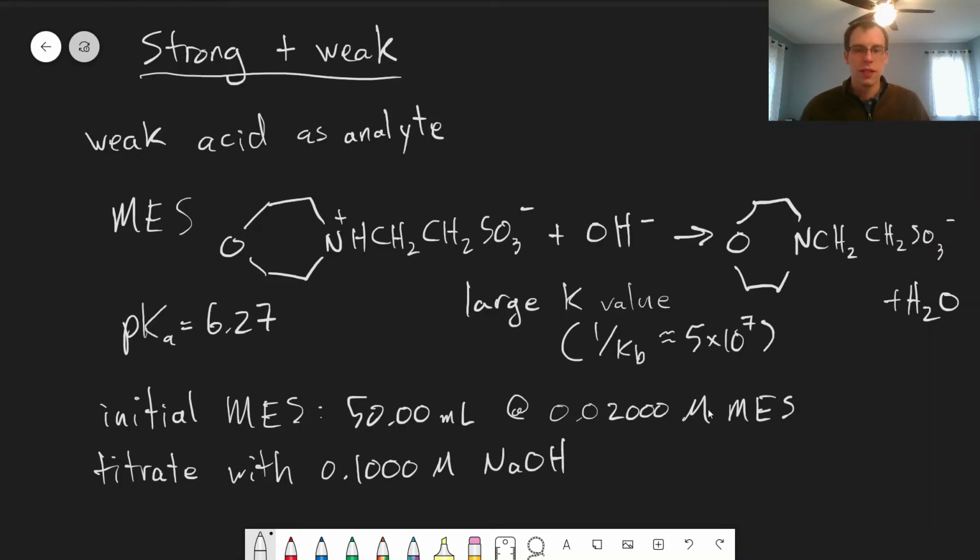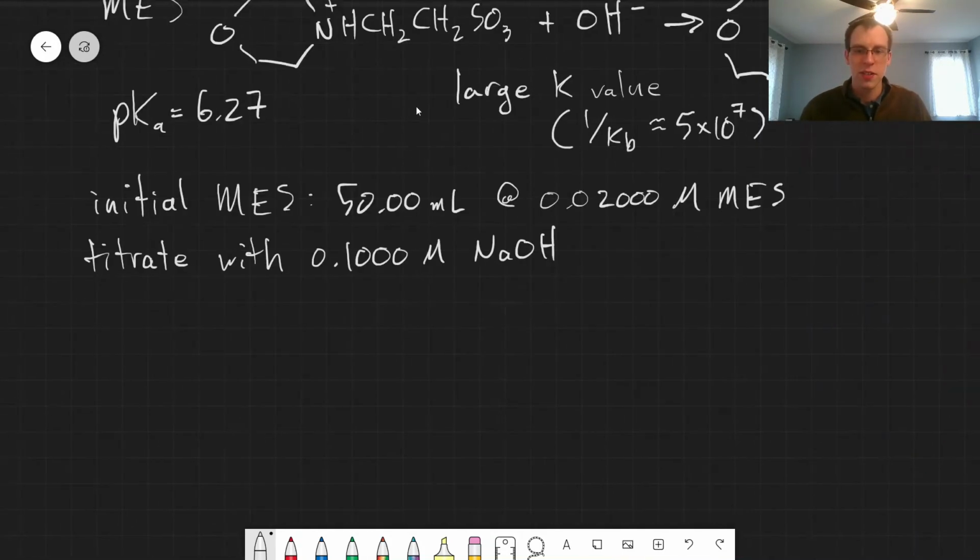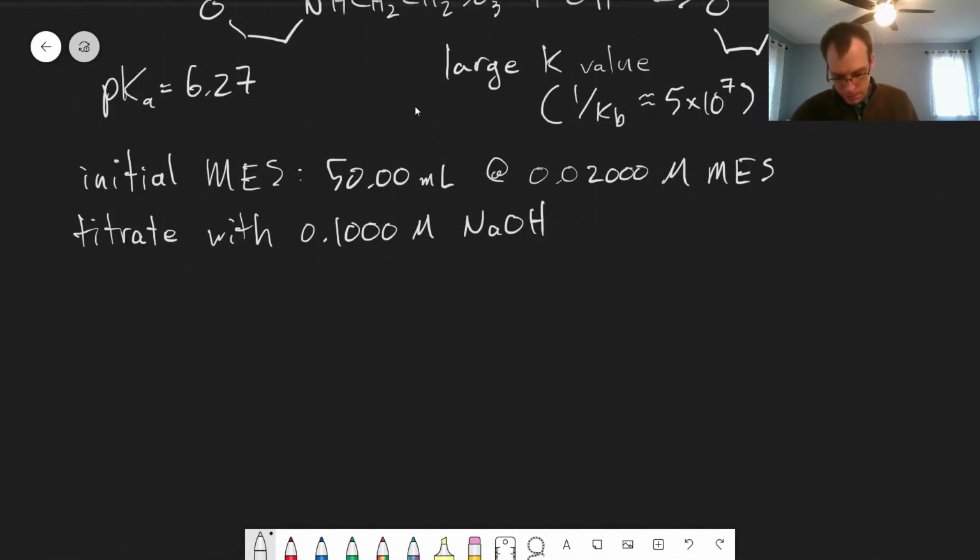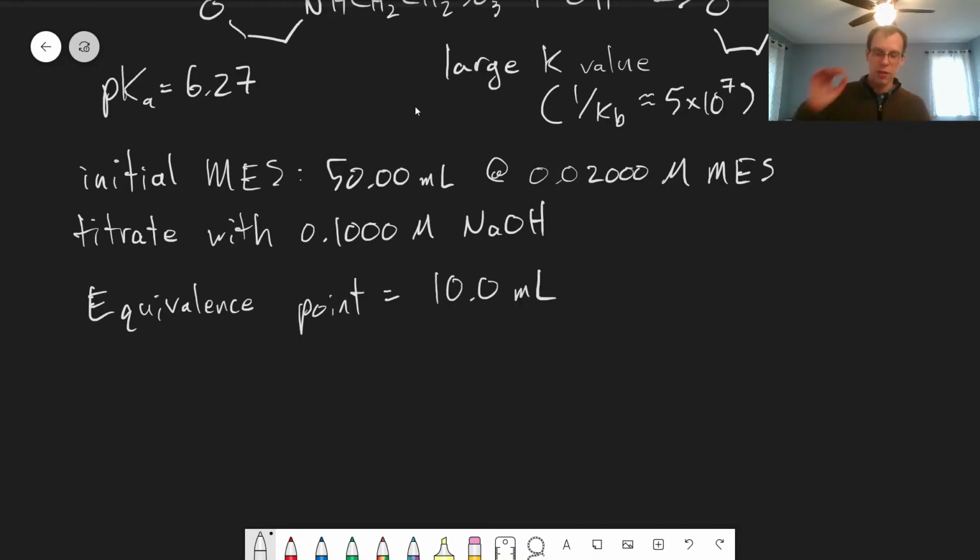Okay, so since the volumes and concentrations are the same, the equivalence point is going to be the same. So the equivalence point will still equal 10 milliliters, and you can look at the previous videos to go through that calculation. It'll look exactly the same though. Our moles of acid, we have 1 millimole of acid, so we'll need 10 milliliters to get 1 millimole of our sodium hydroxide to react with all of that acid.